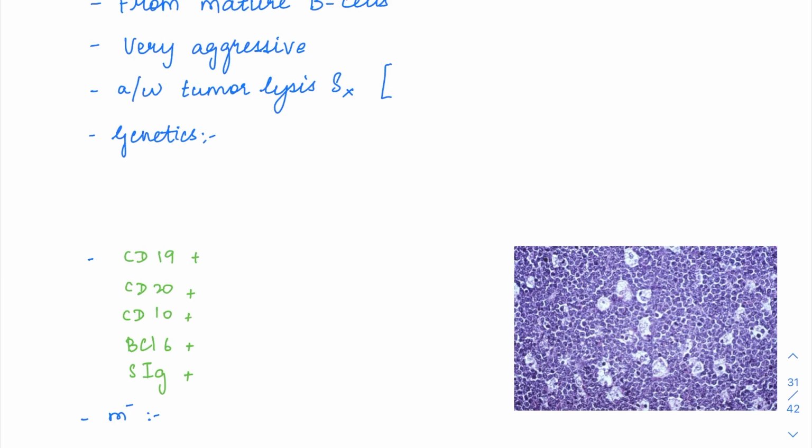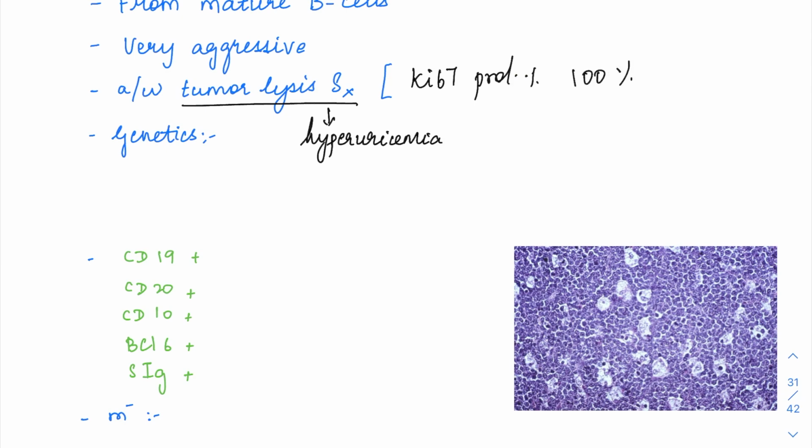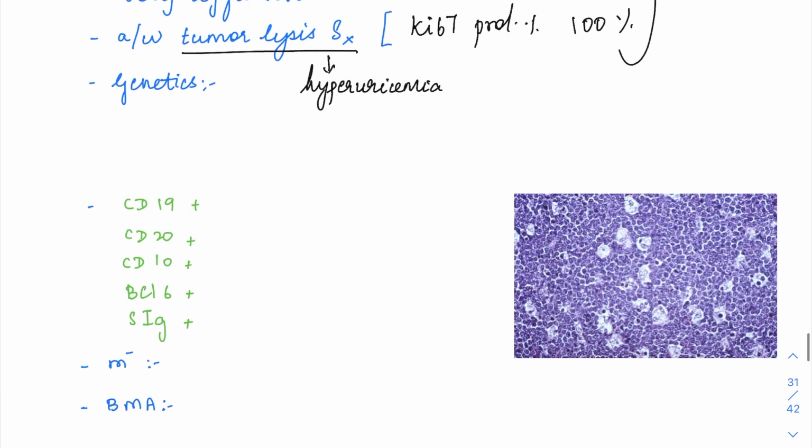It is a highly proliferative kind of lymphoma, and it is associated with tumor lysis syndrome. So there is going to be hyperuricemia associated, because of the high turnover of this lymphoma. So high proliferation rate, in the sense, if you put a Ki-67 proliferation index, it is going to be 100%. This is kind of classical again. So 100% positivity, the entire cells are going to be positive for Ki-67. That is the kind of image you see in Burkitt's lymphoma.